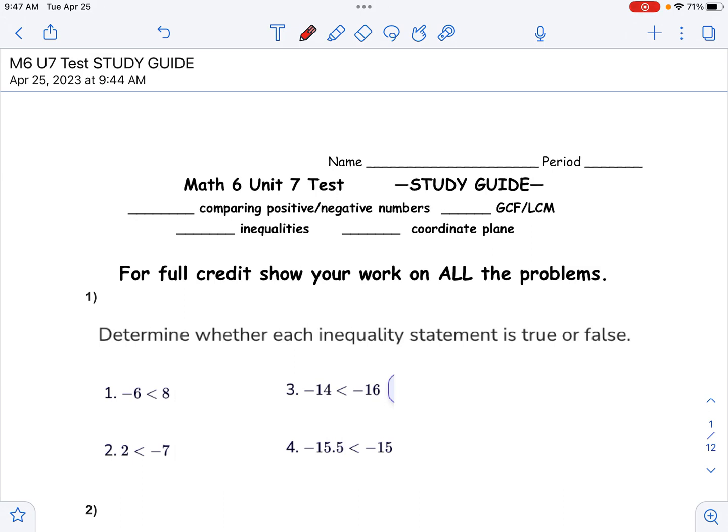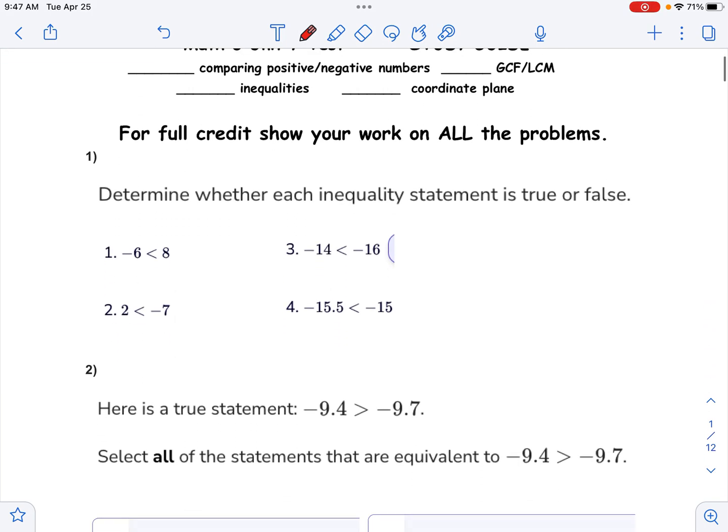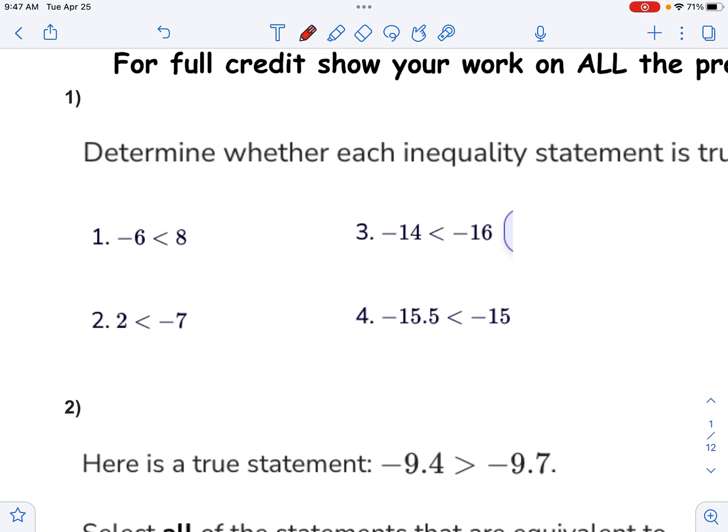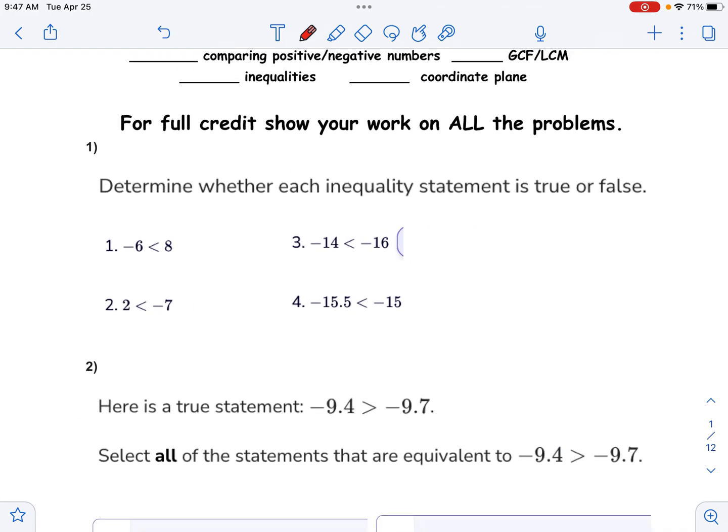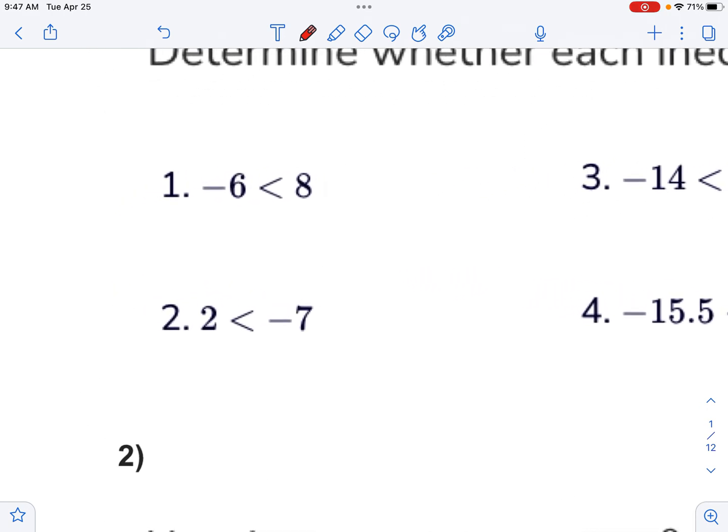But here we go. Make sure you've done these problems before I have so that you can check your work. That's the best way to do this whole thing. But I'm going to go ahead and get started. So determine whether each inequality statement is true or false. So let's see what we got here.